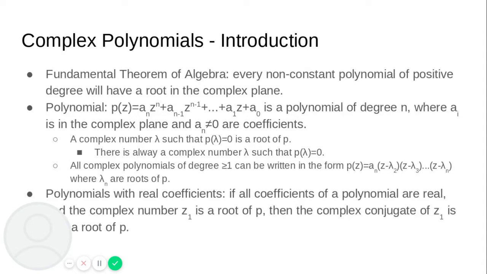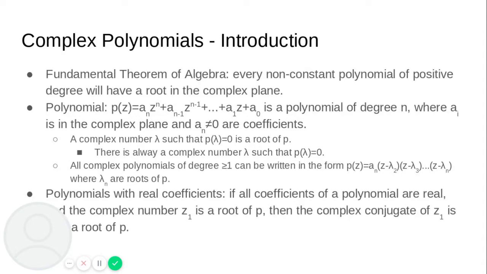All complex polynomials of degree greater than 1 can be written in the form of p of z equals a sub n, z minus lambda 1, z minus lambda 2, etc., z minus lambda n, where the lambdas are all roots of p.